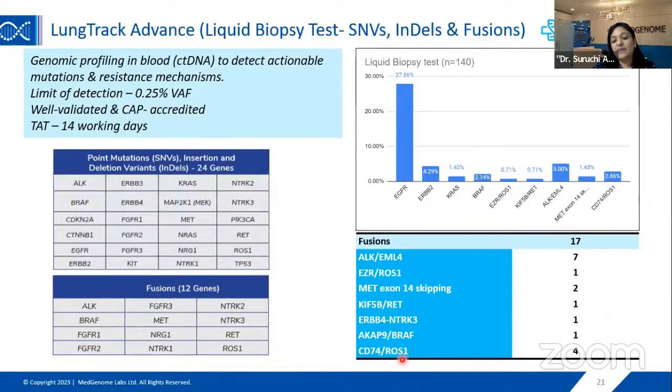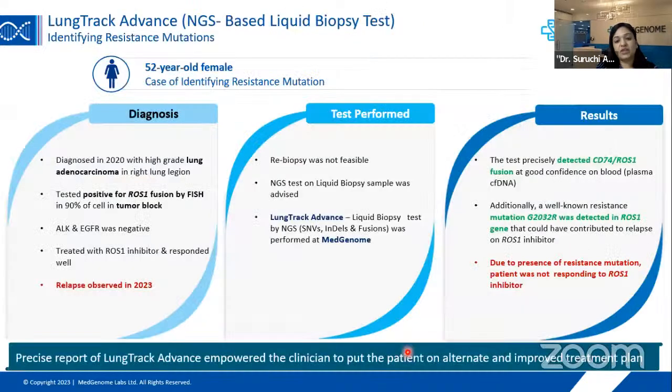And these were relapsed cases where IHC had already shown ROS1 positive cases, and we picked up the fusion as well as the resistance mechanism. I'll show you some of the cases. So this is the case where we picked up CD74-ROS1 fusion.